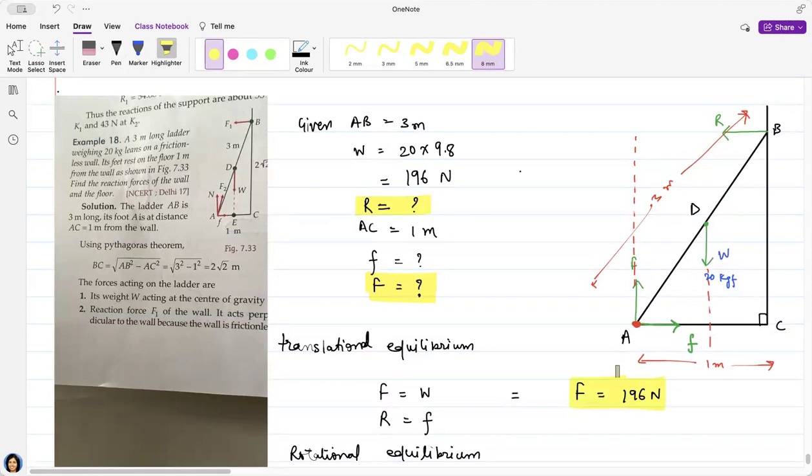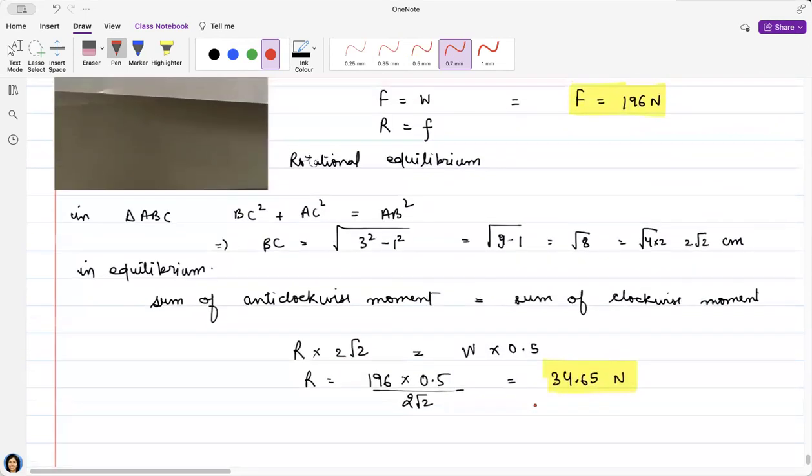Do not get confused by the answer given in the book. What they have done is they have taken out the resultant of these two. You can find the value of the resultant from small f, which is R, which we have calculated, and capital F, which is W. But here it talks about the normal. You can simply say F and R, for which the answers are 196 Newton and 34.65 Newton. I hope it's clear for you.